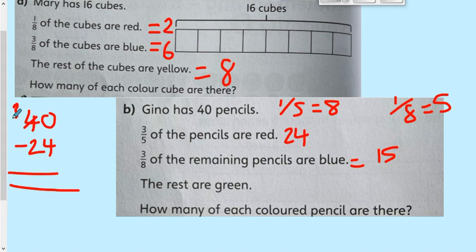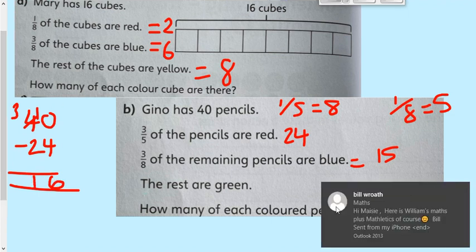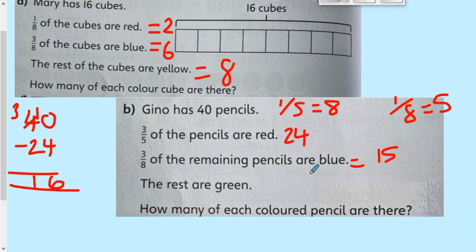So you could use this method to help you, because I'm not very good at doing quick sums in my head. So that'd be 6, and then that would be 1. So that would be, sorry about that, that would be 16, and then you've also got to take away 15, which would be 1. So there is 1 green pencil.